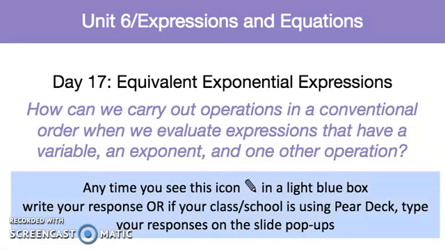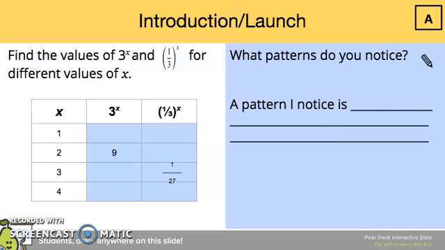6th grade is going to be working in Unit 6, Expressions and Equations, Day 17. Equivalent exponential expressions. How can we carry out operations in a conventional order when we evaluate expressions that have a variable, an exponent, and one other operation? In the launch, students are expected to find values of 3 to the x power and 1/3 to the x power for different values of x. The secondary portion is what patterns do you notice?